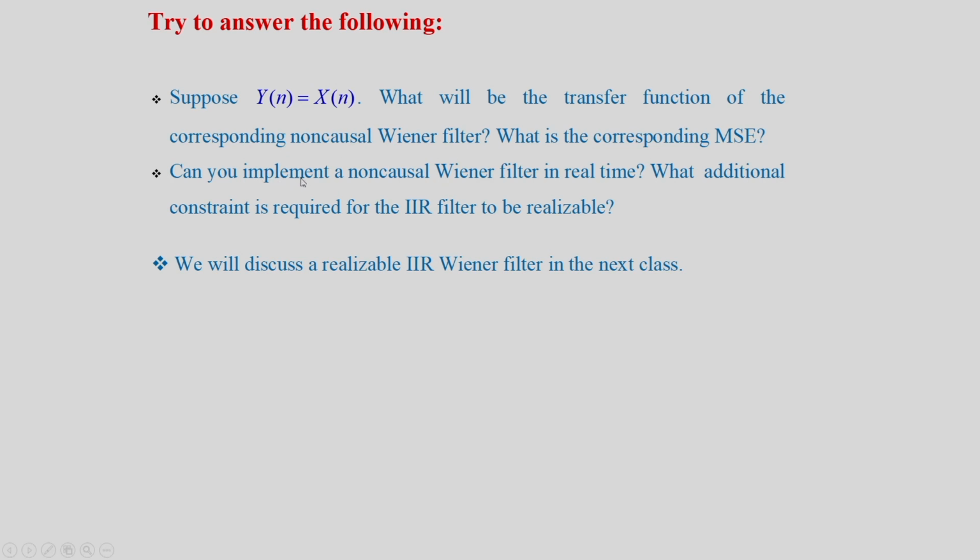Can you implement a non-causal Wiener filter in real time? What additional constraint is required for the IIR filter to be realizable? Obviously, the answer to this question is no. You find out why it is no, and then what additional constraint is required for the IIR filter to be realizable. We will discuss a realizable IIR filter in the next lecture.